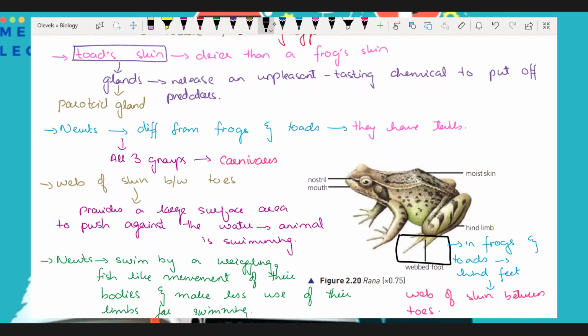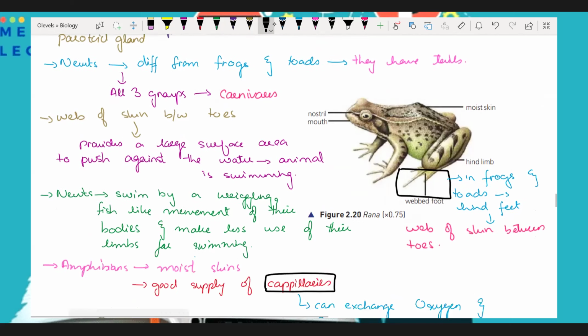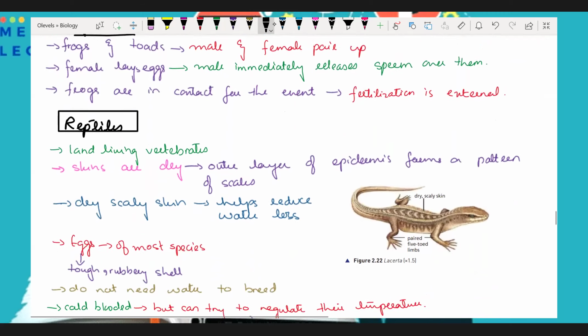Fine. This is how the structure of an amphibian looks. They have nostrils. This is their mouth. They have moist skin over them, and these are their hind limbs, and they have webbed feet like this. Okay, now we have to move towards the reptiles.